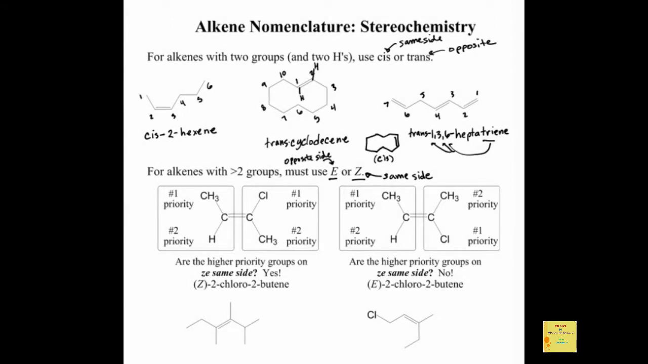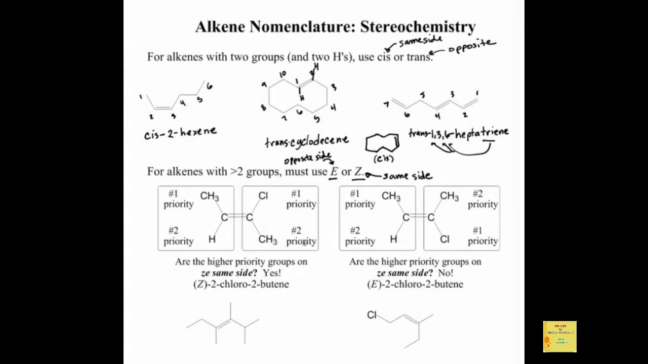Okay, and here's how we assign it. What we do is we look at one carbon at a time and we assign the priorities to those two carbons. We prioritize them based simply on their atomic number. So we are comparing a chlorine to a carbon. Chlorine has a higher atomic number, so chlorine is a higher priority than carbon. Then we go to the second carbon and we do the same ranking. Carbon versus hydrogen. Carbon wins. It's a higher atomic number, and so that is also number 1.